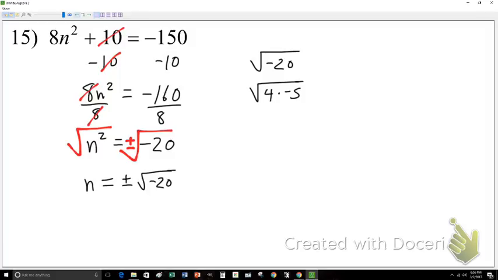So we're ready to go ahead and take the square root of everything here. The square root of 4 is just 2. The square root of negative 5, well, the square root of 5 is going to be irrational. We'll leave it like that. The negative part we'll take into consideration. It would be just the square root of negative 1, so we're just left with i there at the end. Okay. And so our final answer is n is equal to plus or minus 2i square root of 5.